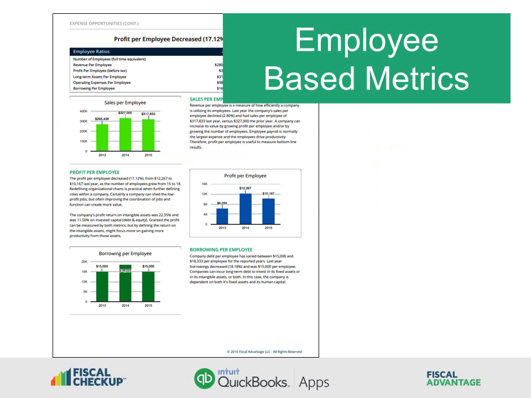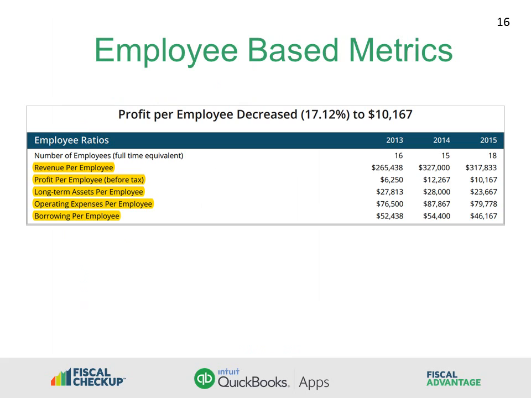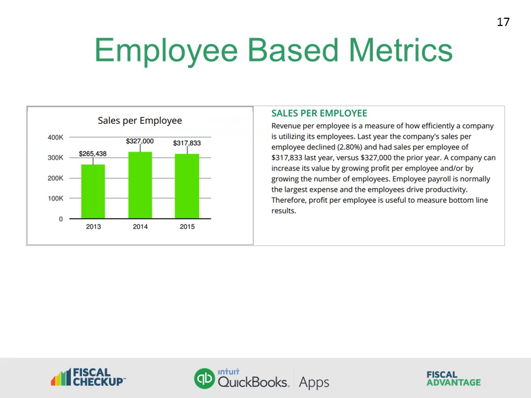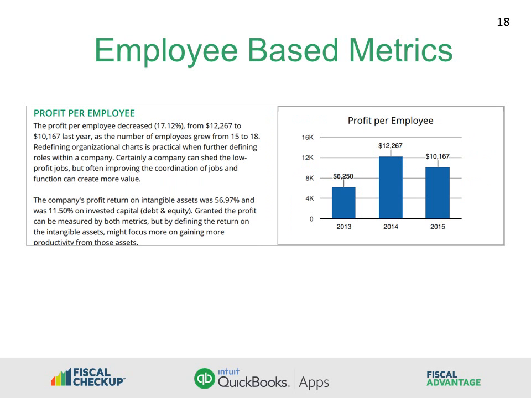Page 4 continues with other per employee metrics. The table on the top of the page lists the 5 per employee metrics that are evaluated by Fiscal Checkup. If sales are growing faster than employees, then this upward trend for sales per employee is positive. Similarly, profit per employee should also be trending upward. For many companies, this graph is a key metric to evaluate overall productivity of the company.